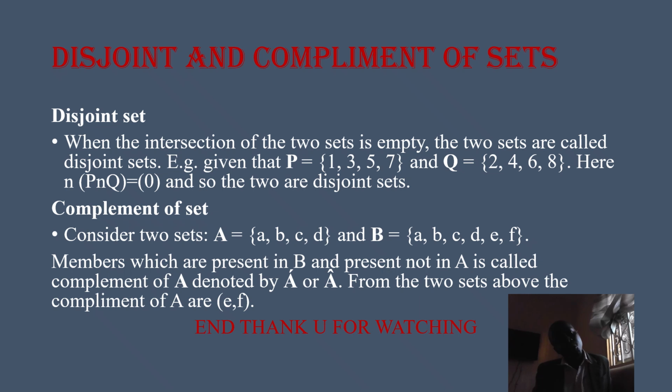Then when we talk about complement of sets, we are having A given as A, B, C, D and B as A, B, C, D, E, F. So members which are present in B and not present in A are called the complement of A, and they are denoted by A complement. So from the above two given sets, we tend to realize that A complement in this case will be E and F, because they are the elements that are not in A.